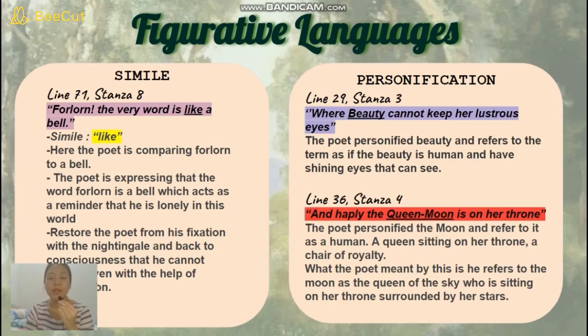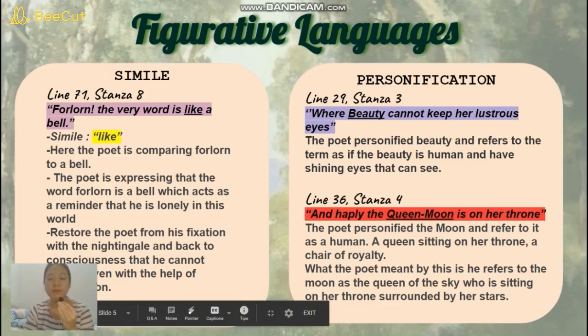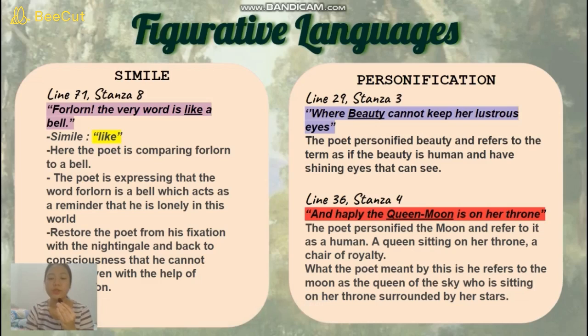Next is from line 36, stanza 4. Quoted, "and happily the queen moon is on her throne." The poet personified the moon and referred to it as a human of royalty, which is a queen sitting on a throne. What the poet meant by this is that he refers to the moon as the queen of the sky, who is sitting on her throne surrounded by her stars, whereas a queen is surrounded by her people.